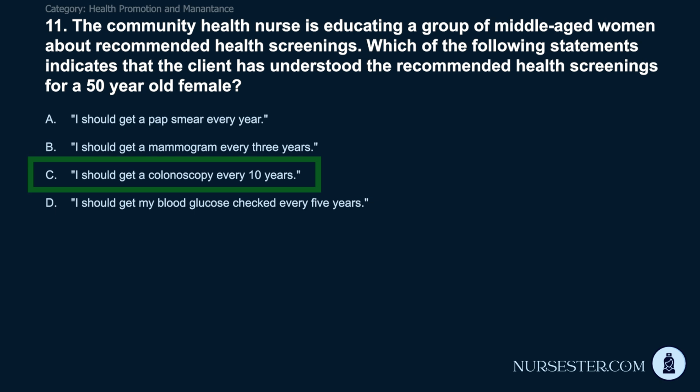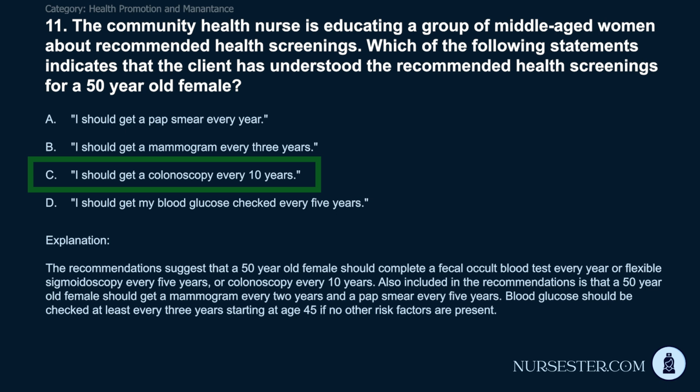Correct answer, C. I should get a colonoscopy every 10 years. The recommendation suggests that a 50-year-old female should complete a fecal occult blood test every year, or flexible sigmoidoscopy every 5 years, or colonoscopy every 10 years. Also included in the recommendations is that a 50-year-old female should get a mammogram every 2 years and a pap smear every 5 years. Blood glucose should be checked at least every 3 years starting at age 45 if no other risk factors are present.